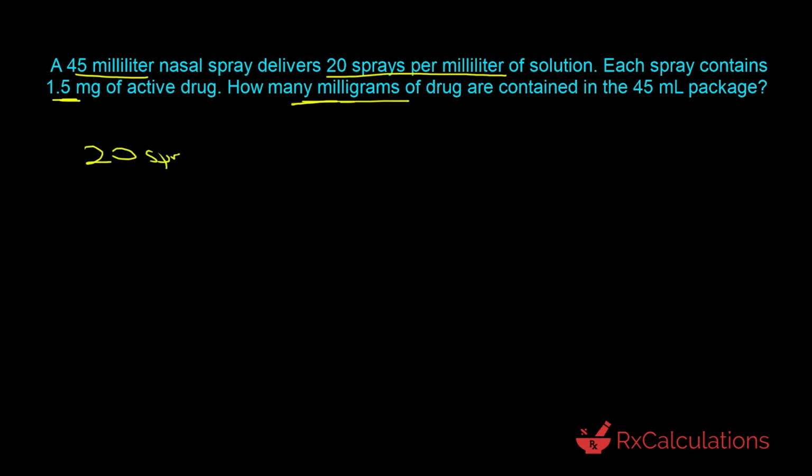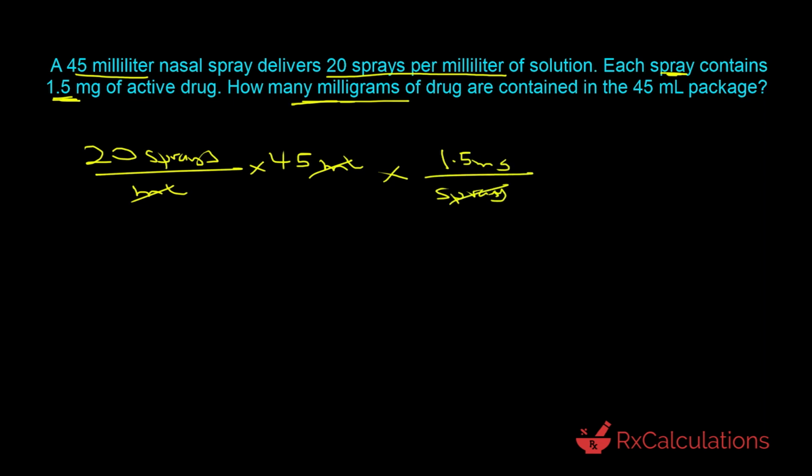So you have 20 sprays per milliliter, and you want to multiply this by the volume. So just to recap, your volume is 45 milliliters. The milliliters go away, and the way dimensional analysis works is you cancel the numerator to denominator, right? So at this point, we need to be in milligrams, and that's where this conversion factor comes in. You always have a conversion factor that takes you from the information you have to where you need to be. The conversion factor we have now is 1.5 milligrams per spray. So the sprays cancel out.